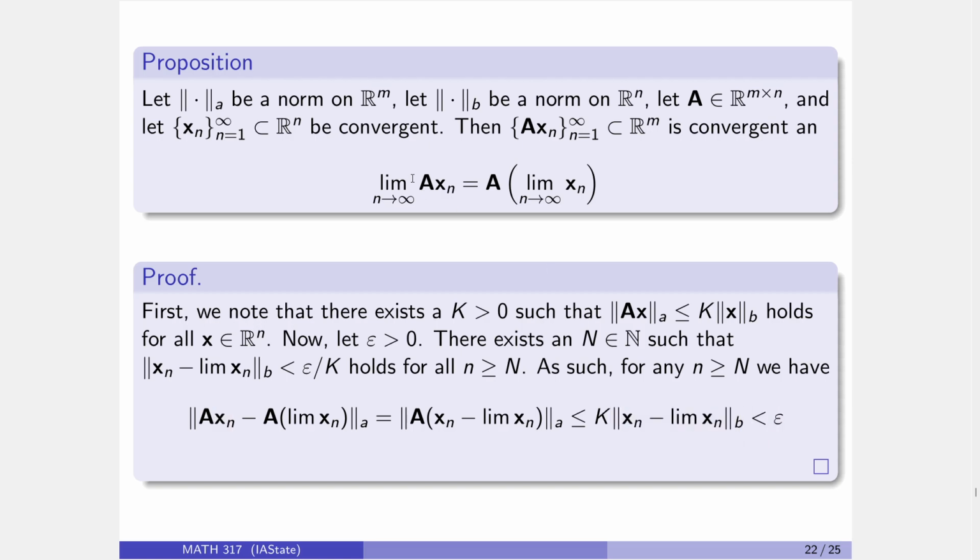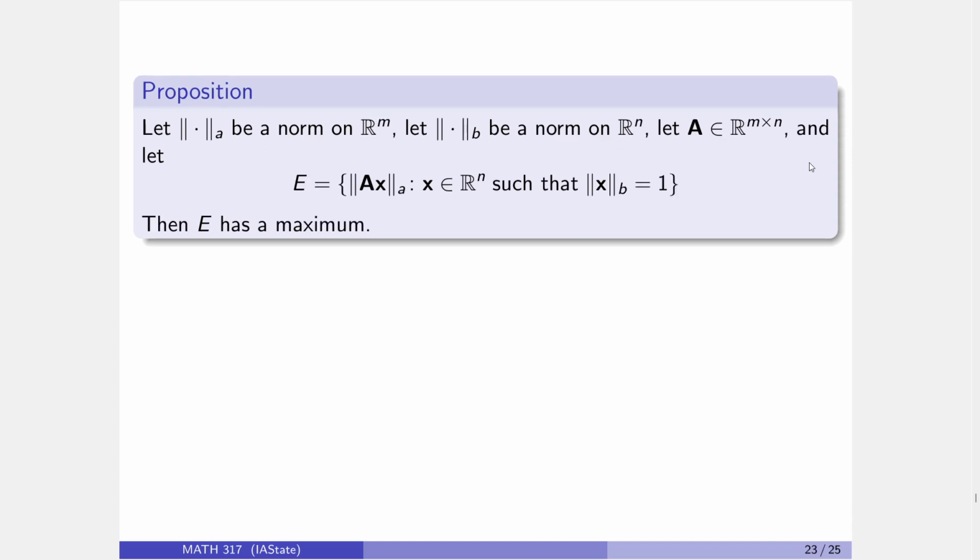Alright, well, let epsilon be greater than 0. We can find a point where the input sequence gets within epsilon over k. Then if we look at Ax minus A times the limit, we know that we could factor A out. We then get that this is less than or equal to k times the B norm, but this can be made less than epsilon over k, and thus we pick up our epsilon and get that we can pass limits in and out of matrix multiplication. Beautiful.